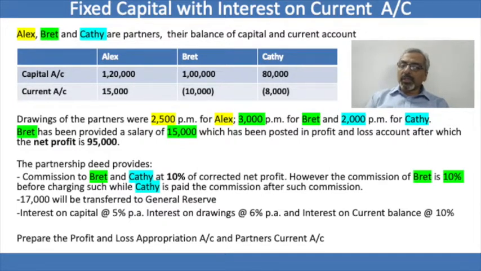Now the question is very clearly stated what it wants us to prepare. The question wants us to prepare the profit and loss appropriation account and the partners' current account. Here they have not asked to prepare the capital account. If you are following my classes, you will see that till now we have done the capital account as well as the current account. But in this question, it is very clearly mentioned that we have to prepare the profit and loss appropriation account and the current account only. We will very shortly solve the sum.